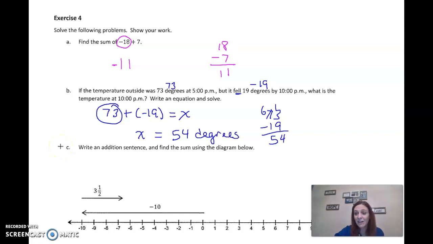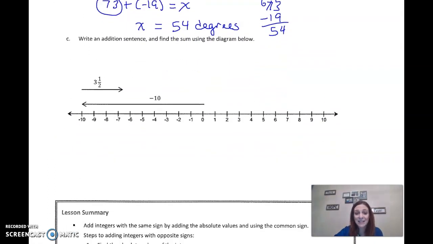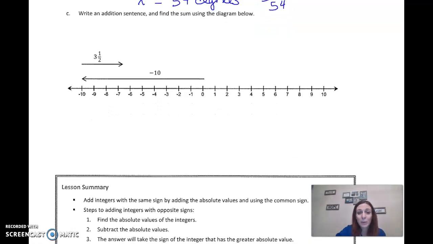All right, the very last one, guys. We're going to write an addition sentence and then find the sum using the diagram. So, remember we're starting from 0 and we're going down to negative 10. That means negative 10 we start with. Then we're adding. What are we going to add to it? Well, notice from our arrows here, we're going to go up 3.5. So I'm going to add 3.5 to it.